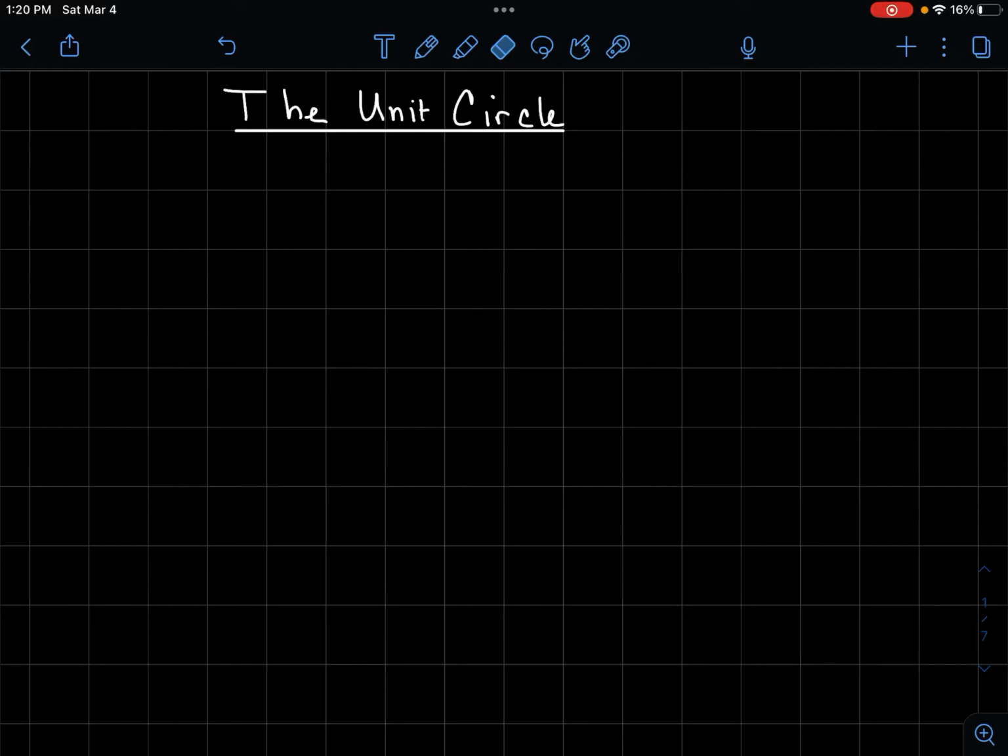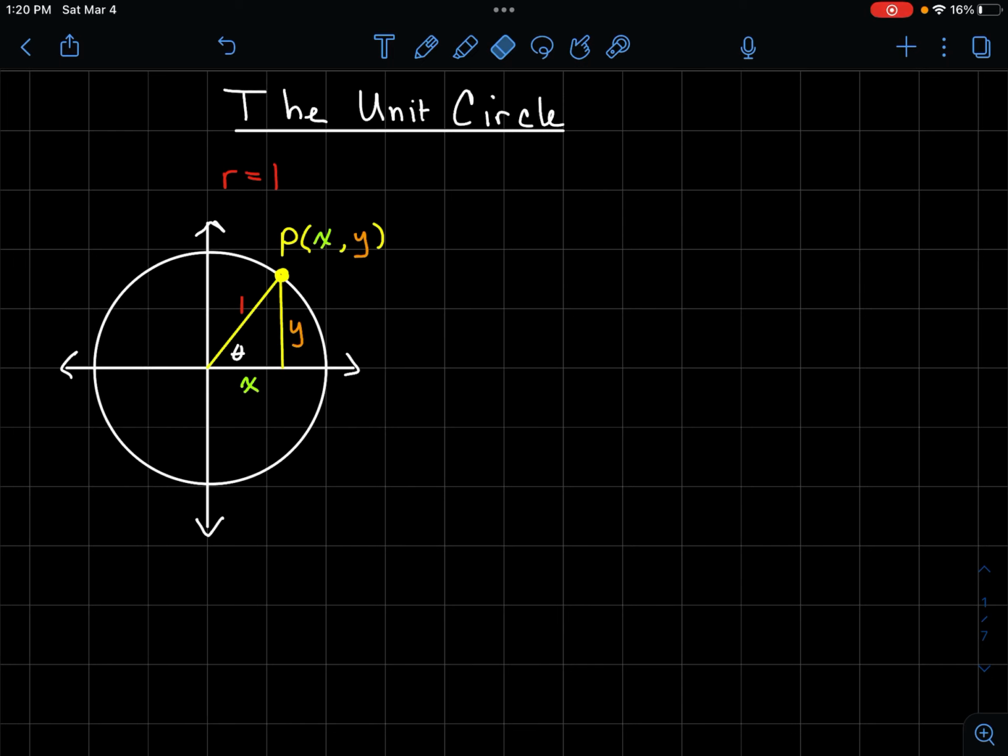In this video, we're going to develop the unit circle. When I say unit here, we're talking about a radius of 1. So when we embed our right triangle within a circle on the Cartesian plane, that hypotenuse will always be a 1 no matter where I put the point x comma y.